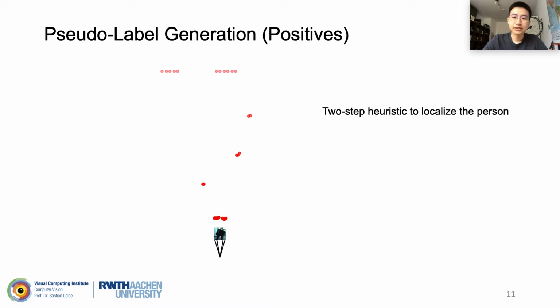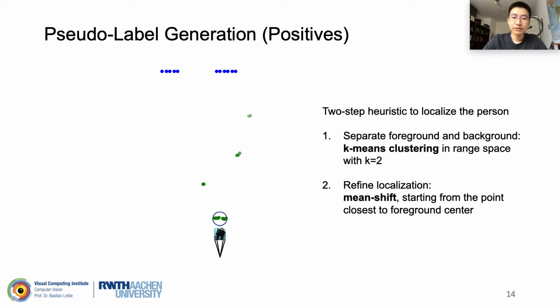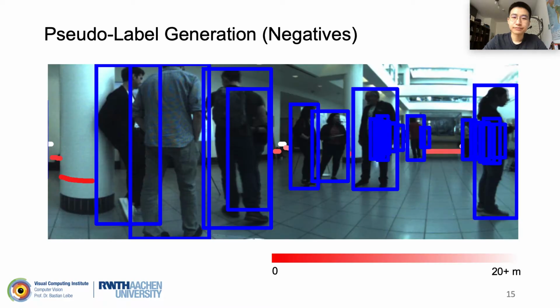We accomplish this with a simple two-step heuristic. We first run a k-means clustering in the range space with k equals 2. This step gives us a rough foreground and background separation. Then we find the point that is closest to the foreground cluster center, and starting from that point, we perform a mean shift, and the result is used as the location of the person, and the nearby points are used as positive pseudolabels. For the negatives, we take LiDAR points that do not belong to any bounding box.